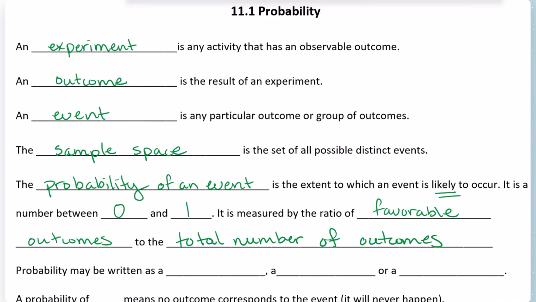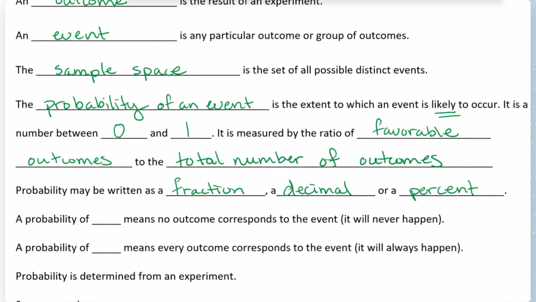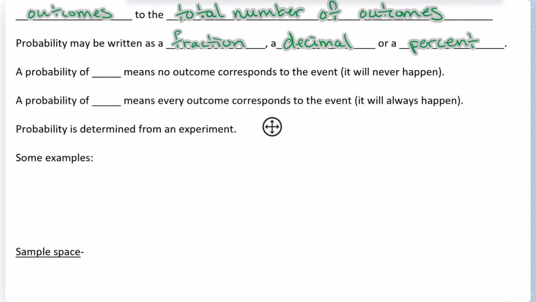Now, probability may be written as a fraction, which is how we're usually going to do it, but all fractions can be converted to decimals, and all decimals can be converted to percent. So sometimes we discuss it as a fraction, decimal, or a percent. A probability of 0 means no outcome, it's not possible to happen. Probability of 1 means it's guaranteed it will happen every single time we do it. All right, so probability is determined from an experiment.